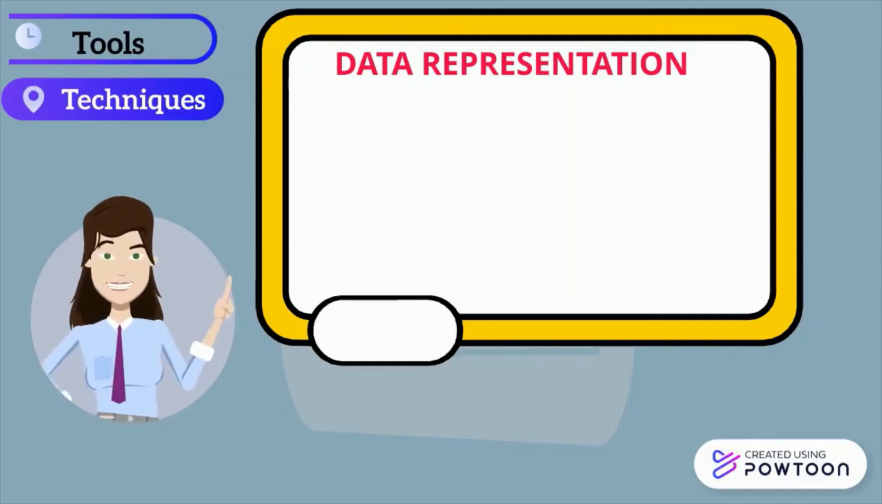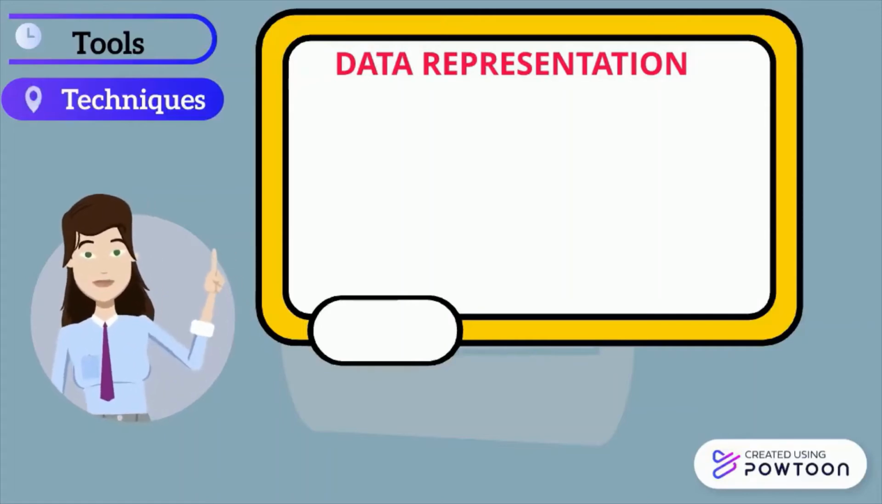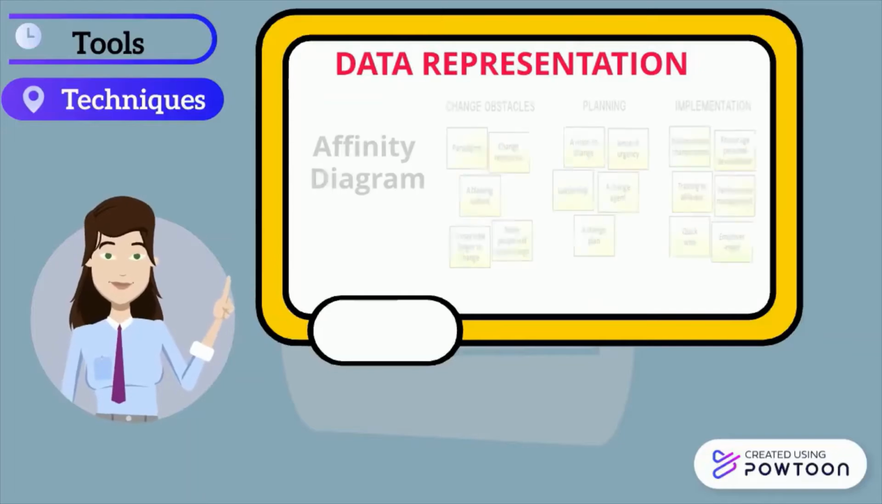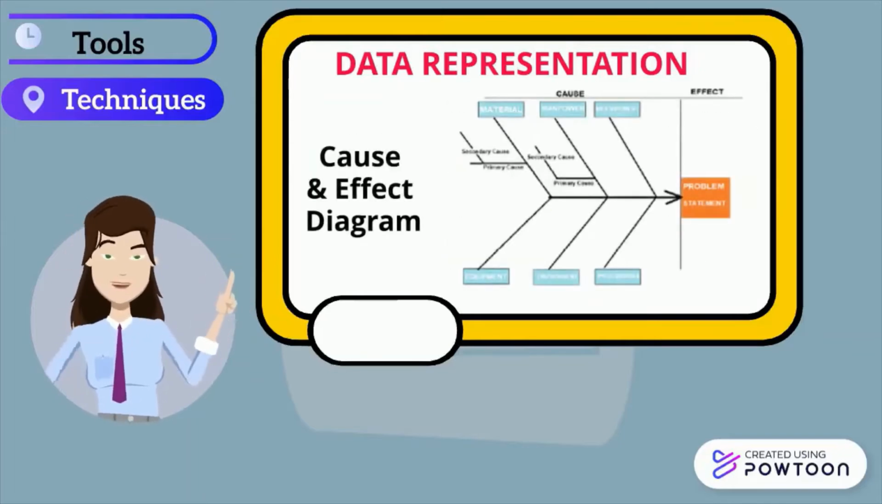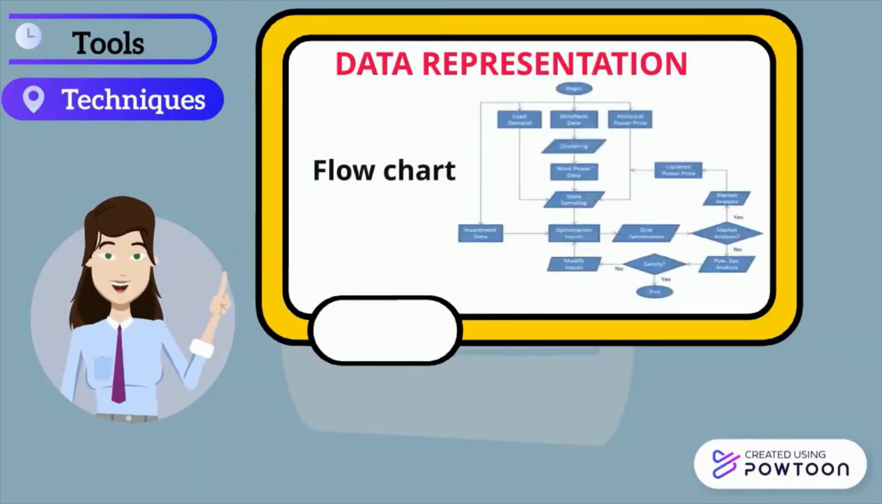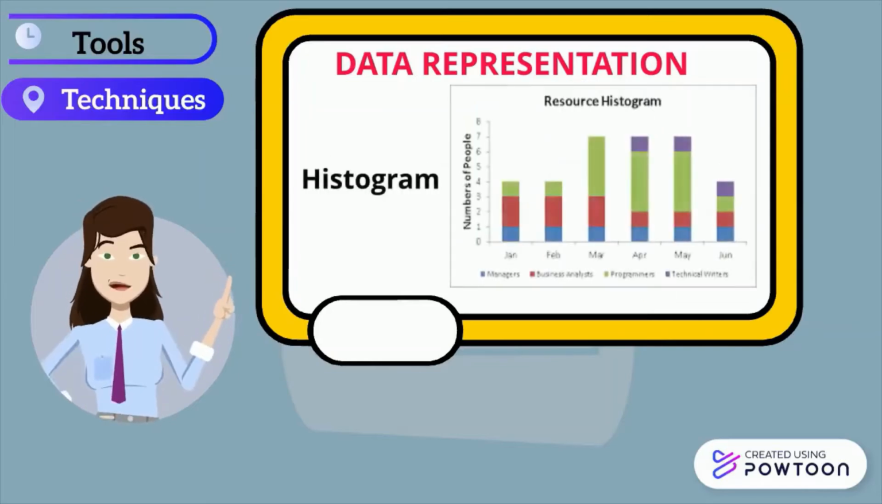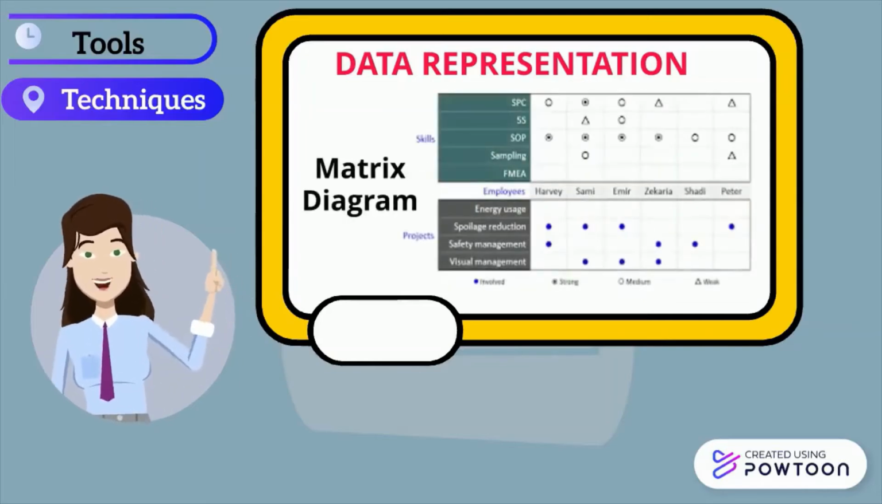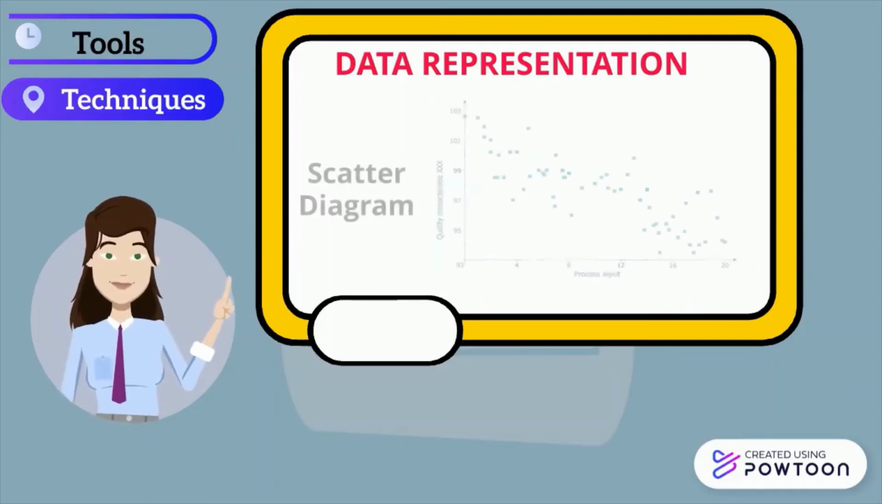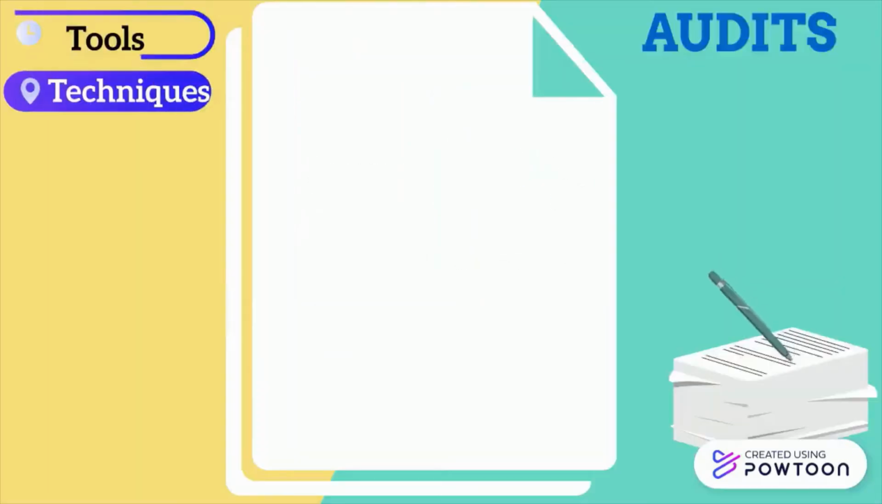Data representation techniques that can be used for managing quality are affinity diagram, cause and effect diagram, flowchart, histogram, matrix diagram, and scatter diagram. Audits are conducted to determine if project activities comply with organizational and project policies, processes, and procedures.